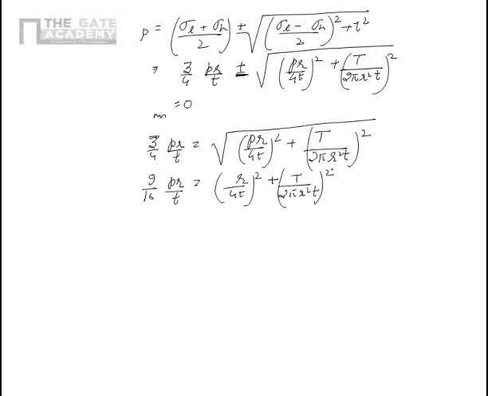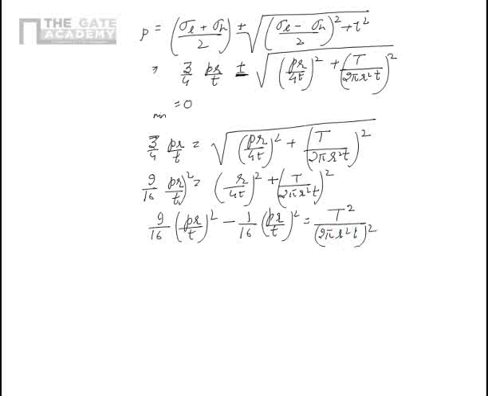Sorry, this is also squared. Now I can take this here, so this becomes 9 by 16 PR upon T whole square minus, I can take 1 upon 4 out from the bracket, it becomes 1 upon 16 PR upon T square is equal to T square by 2 pi R square T whole square. So this is 9 minus 1 is 8 by 16 is 1 upon 2. So 1 by 2 PR upon T square is equal to T square by 2 pi R square T square.